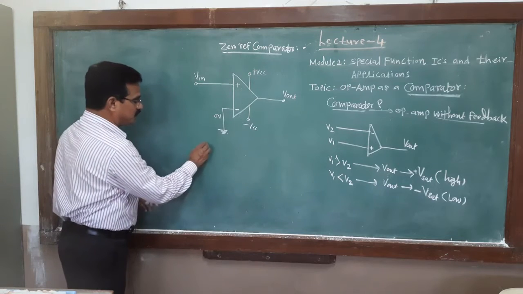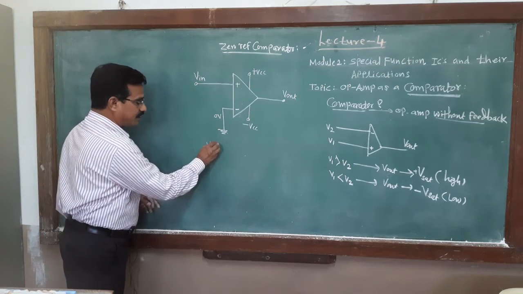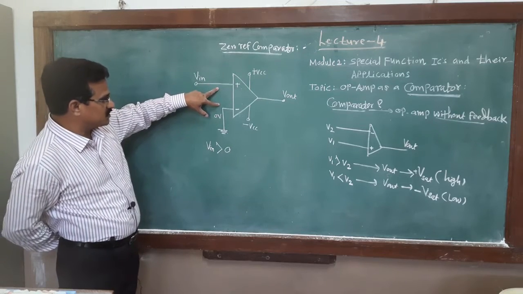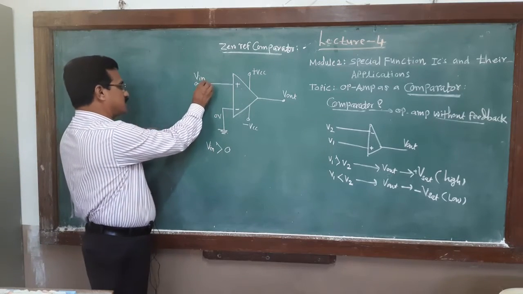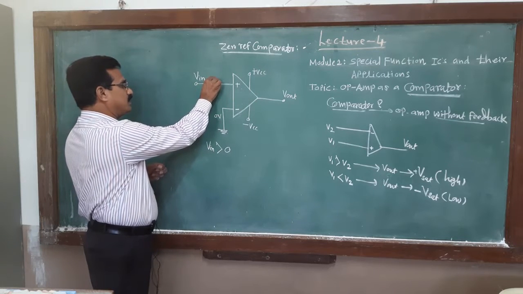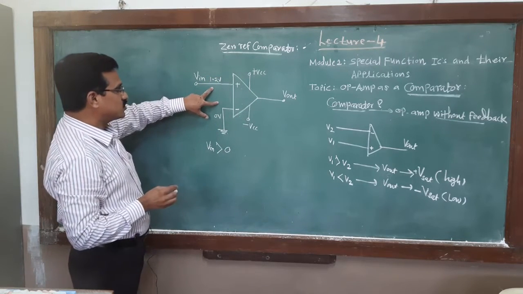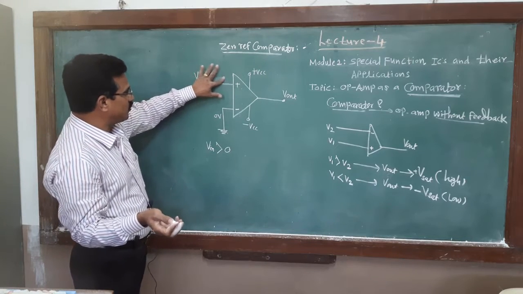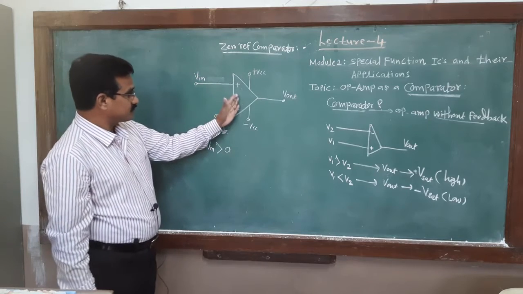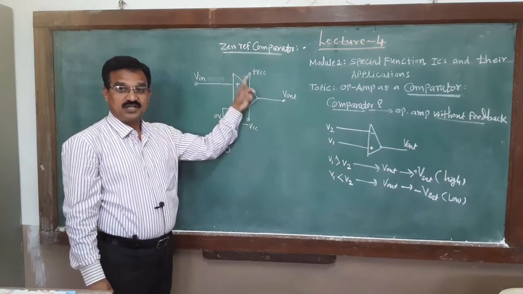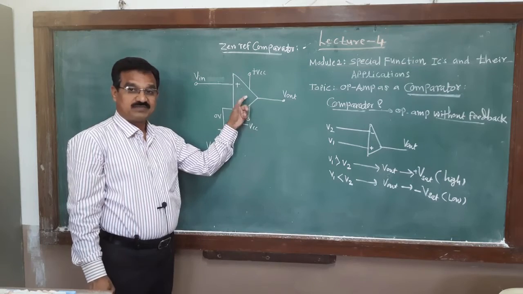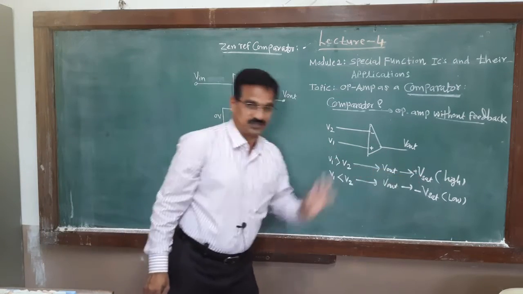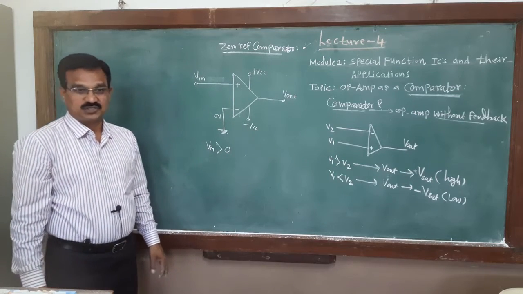When this input voltage is greater than 0, suppose here the input voltage is 1.2 volt, what is the difference? The difference is a positive voltage, and when this is positive, in which mode is it connected? Without feedback, meaning the gain is very high. That's why the output goes into the positive saturation.